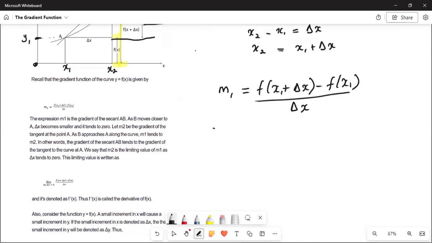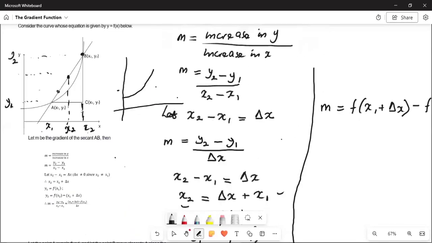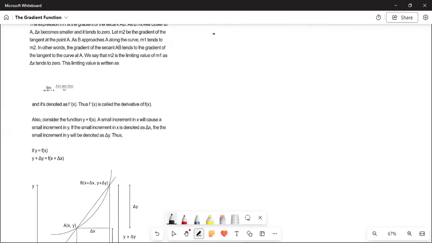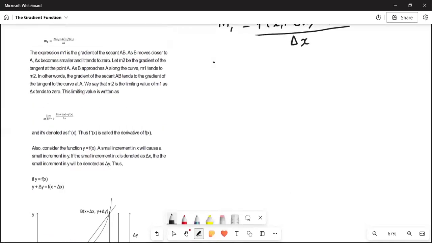m2 is the gradient of the tangent there. If we draw a tangent there and take the slope, of course, the slope is going to be far smaller than the gradient of the second line AB. But if you shift point B closer to point A, then the gradient of secant AB will get closer and closer to the gradient of the tangent at point A. We call m2 the limiting value of m1. So m2 is the limiting value of m1 as delta x tends to 0.